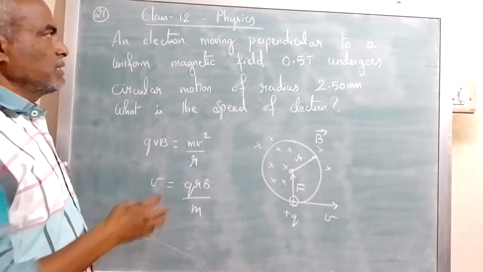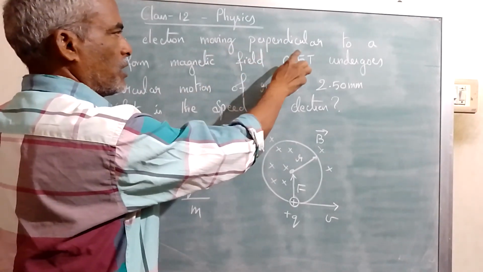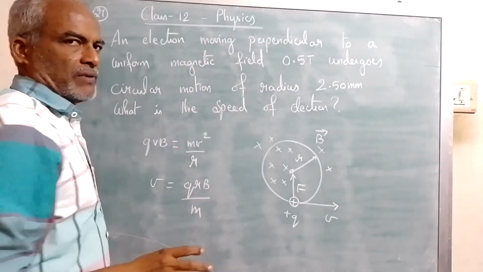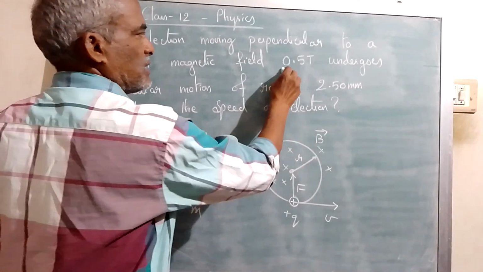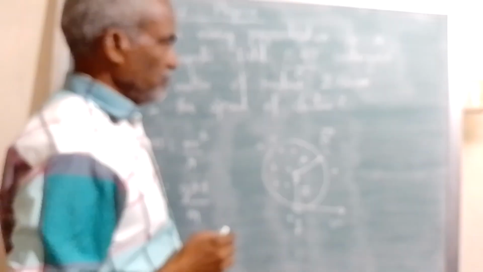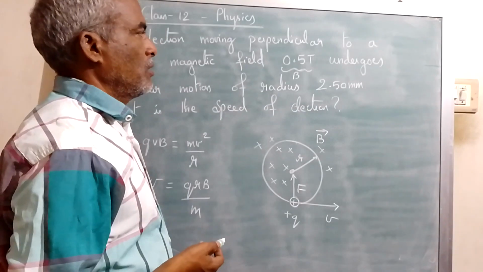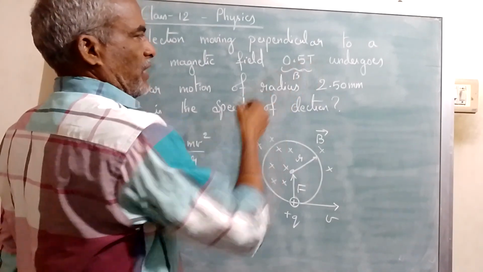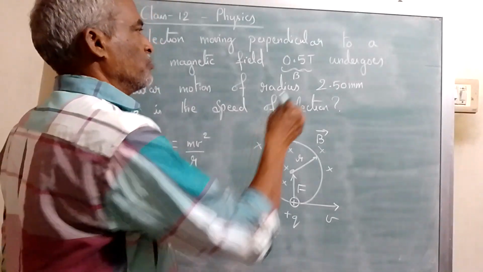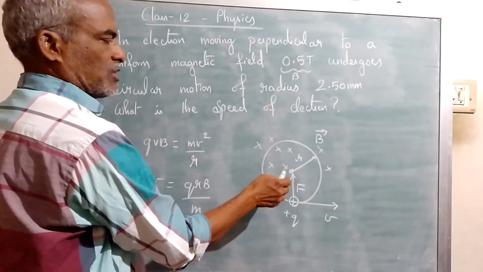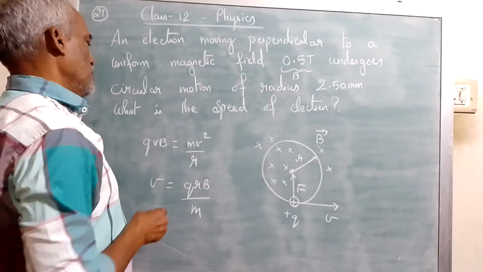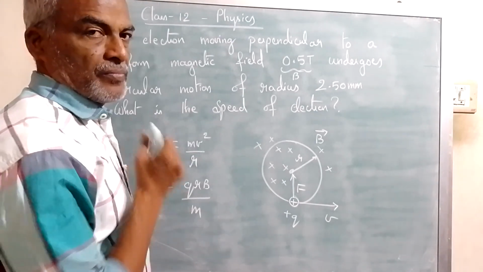So let me read out the question. An electron moving perpendicular to a uniform magnetic field. The magnetic field is given, that is 0.5 Tesla. So B, the magnetic field, is 0.5 Tesla, or in other units, Webers per meter square. It undergoes circular motion of radius 2.5 millimeter. What is the speed of the electron?